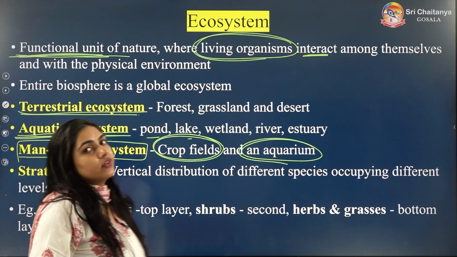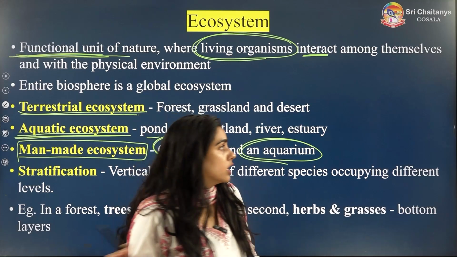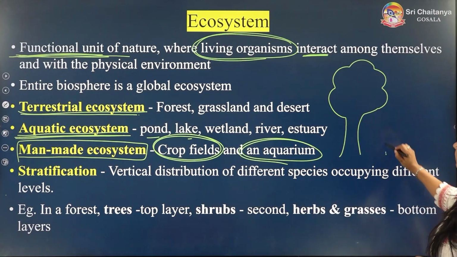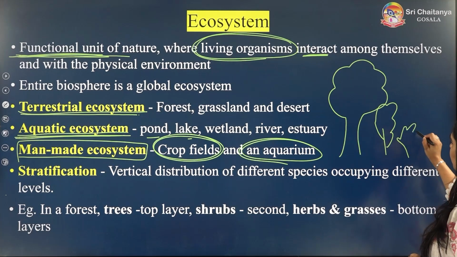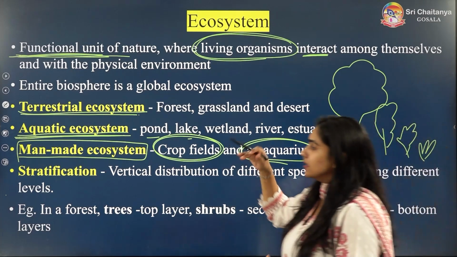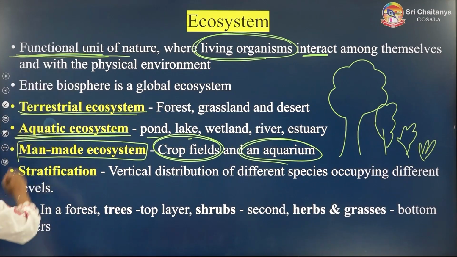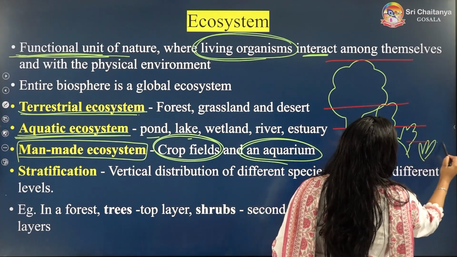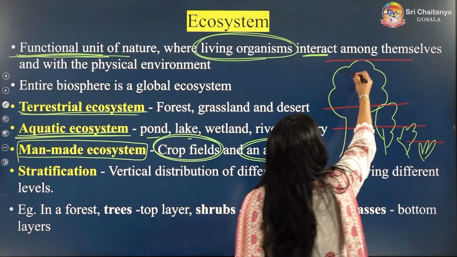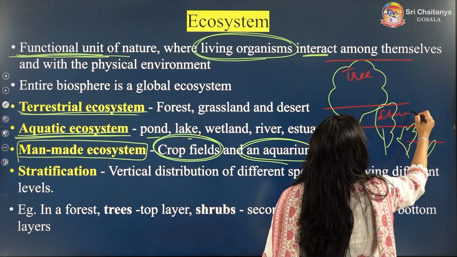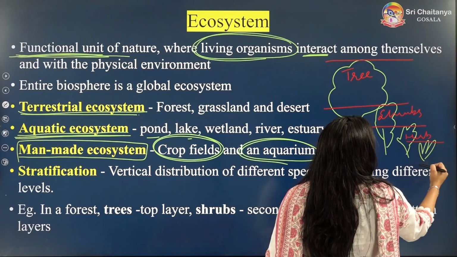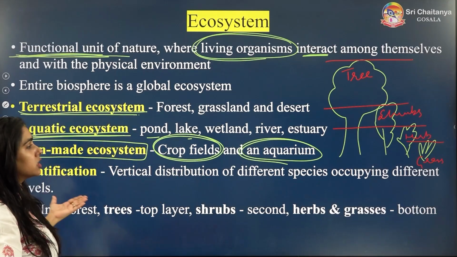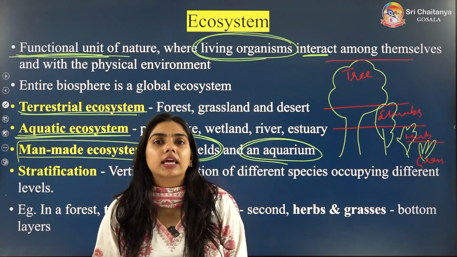Now, what is stratification? Another important term is stratification. If you go to a forest, in the forest there will be big trees, then there will be some shrubs, then there will be some herbs, then there will be grasses. So in the vertical manner there is distribution of different species, vertical distribution of different species. Okay, the trees will come on the top, then the shrubs will come, then the herbs will come, and then the grasses will come, right?